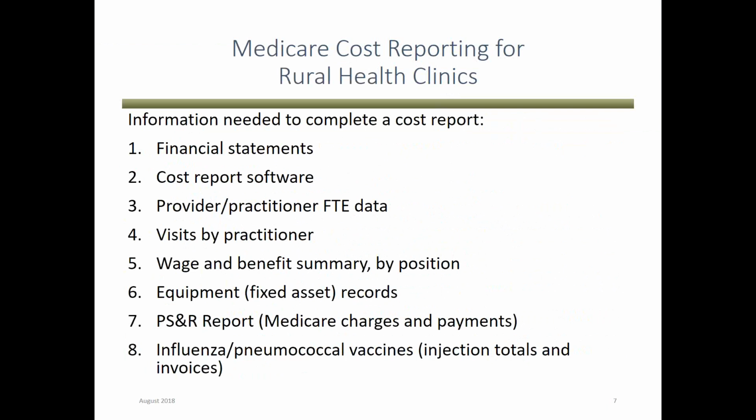Flu and pneumococcal vaccines are reimbursed separately by the Medicare program as part of the rural health clinic cost report. Therefore, the rural health clinic must provide documentation of the actual vaccine costs, as well as the number of vaccines administered during that cost reporting period.